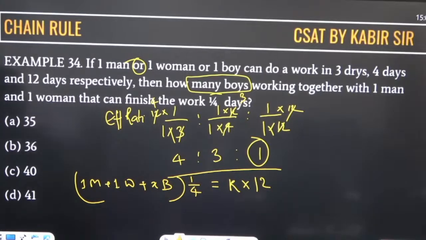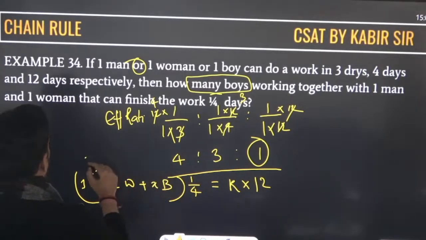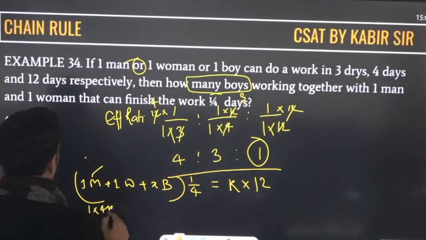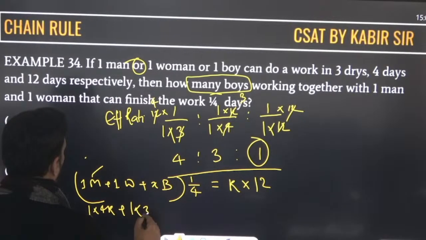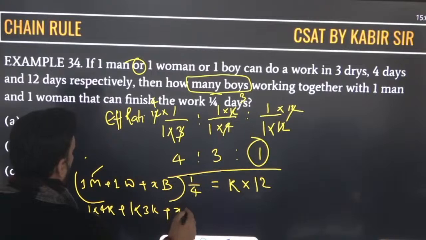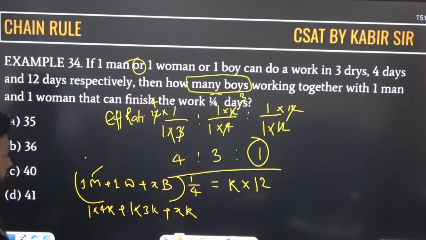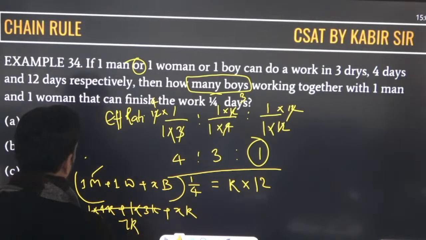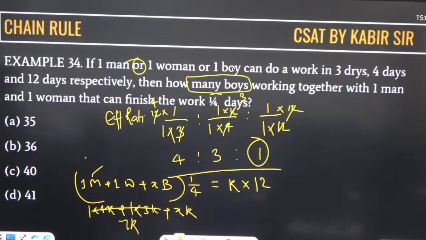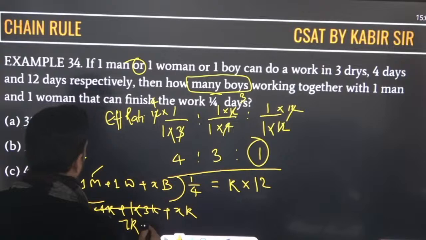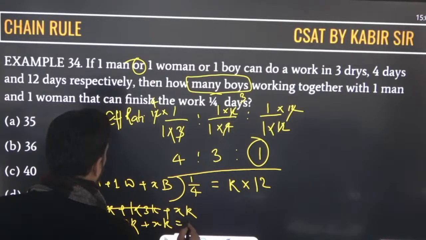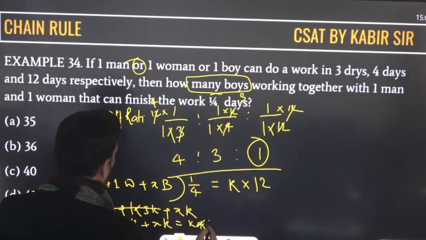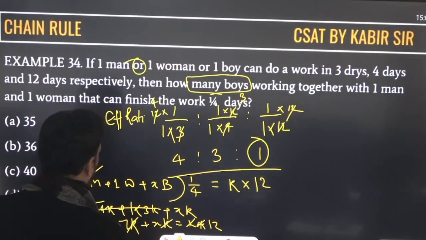M will be 4k. This will be 1 into 4k plus 1 into 3k. This will be x. B is a. Right. So this is 4k plus 3k. This is 7k. 7k plus xk equal to a plus a into 12. A will cancel out.